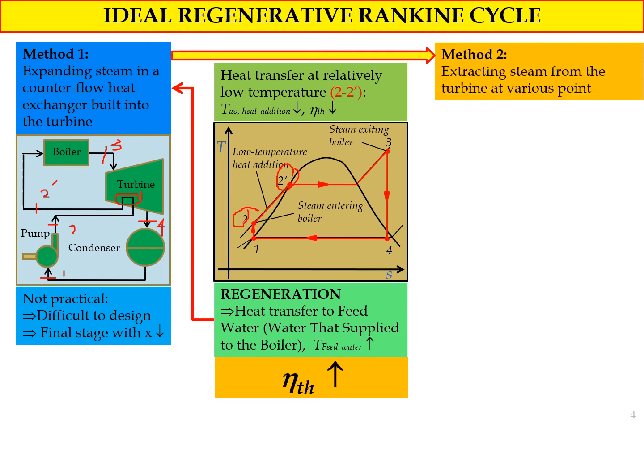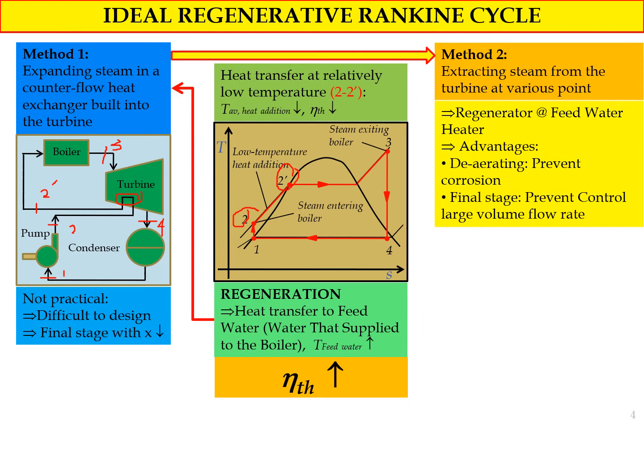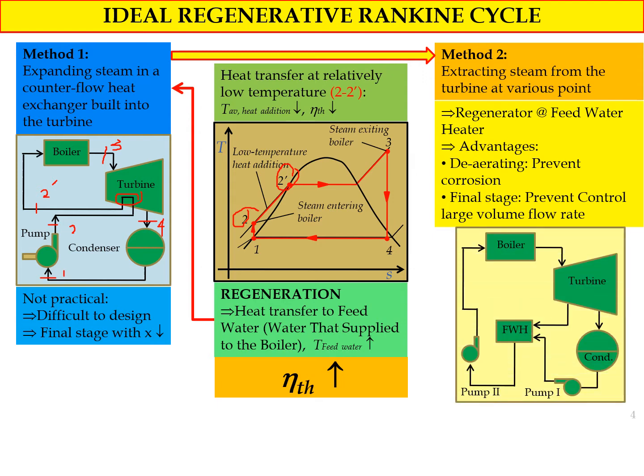And we have another method, which is extracting steam from the turbine at various points. So we call it regenerator or feed water heater. So the advantage is the deaerating, preventing corrosion, and in the final stage, controlling the large volume of flow rate. So this is the simplified diagram of the feed water heater.